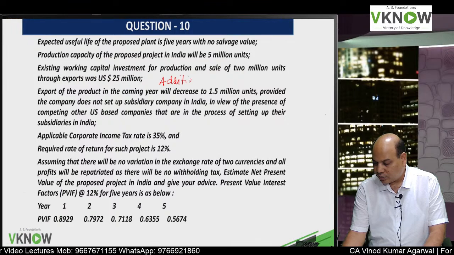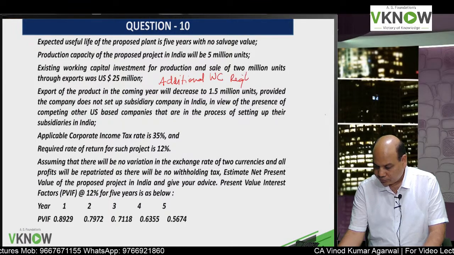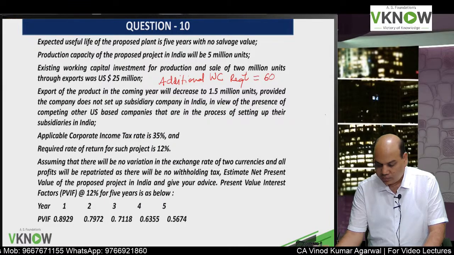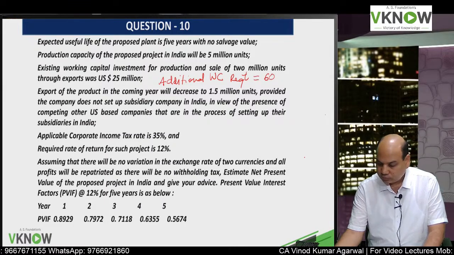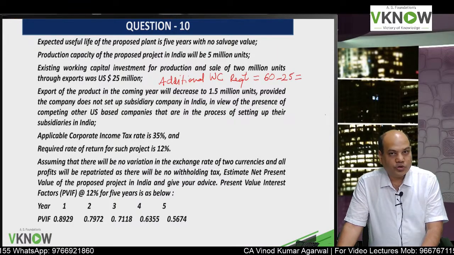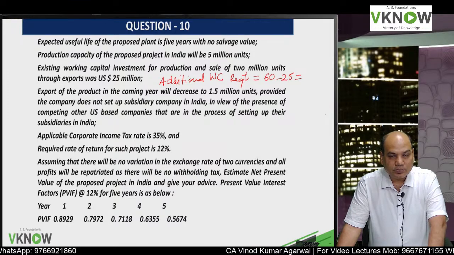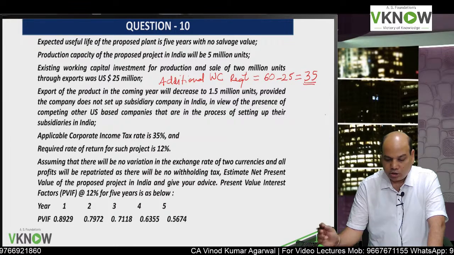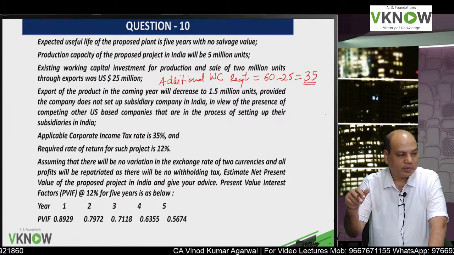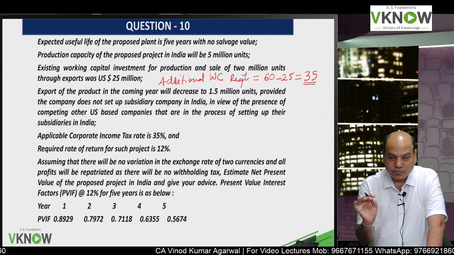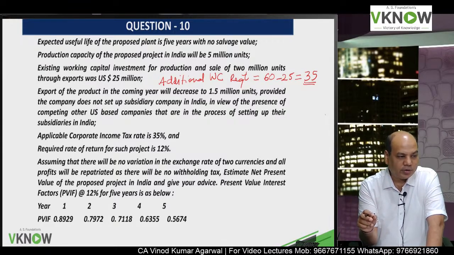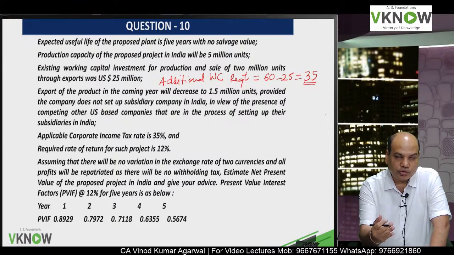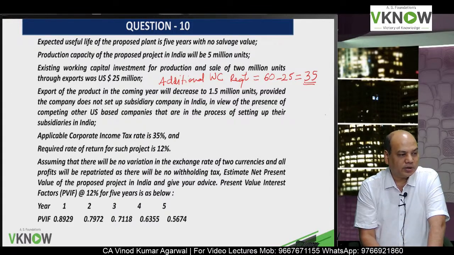Who will answer what is the additional working capital requirement? So we require 60 million. Now we already have 25 earlier. So if you start the project in India, you will have to put $35 million more in working capital, not 60, because 25 is already there. So I just have to increase it to 60. So I have to increase by 35.